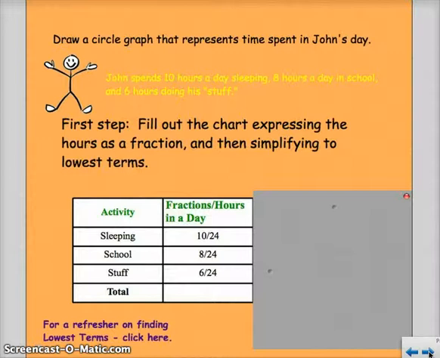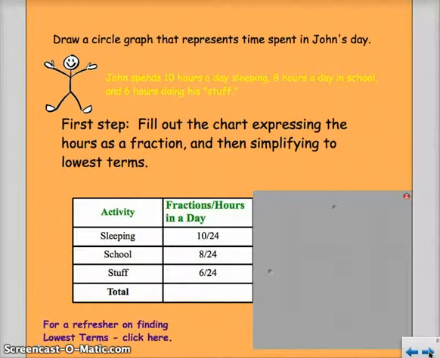So now when we're getting ready to draw a circle graph, let's call this average teenager John. We're trying to draw our own circle graph of the time spent in John's day. He spends 10 hours a day sleeping, 8 hours a day in school, and 6 hours a day doing stuff.